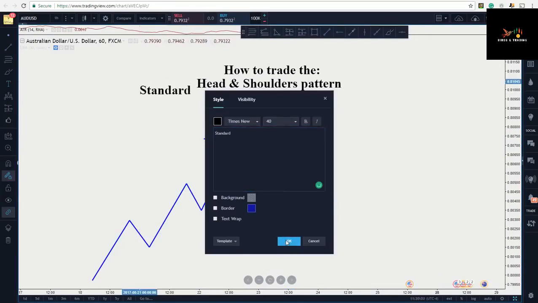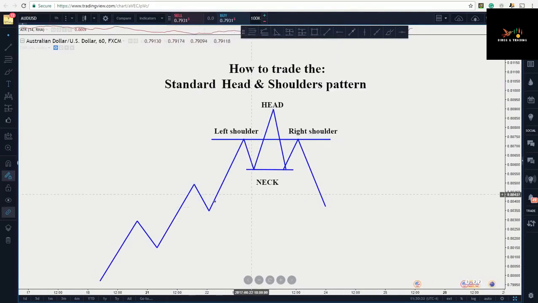head and shoulders pattern. And there's one other type of head and shoulders pattern that we're going to talk about today, and that is the inverse head and shoulders pattern, which is the direct opposite of the regular head and shoulders pattern. So let's briefly go over that pattern.